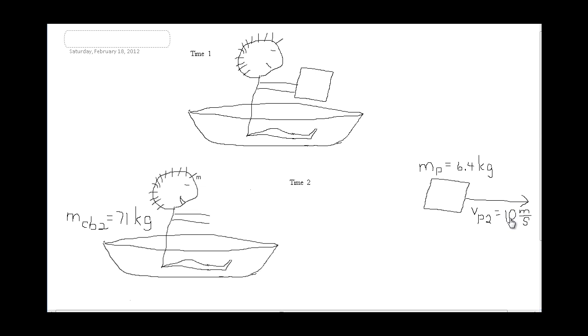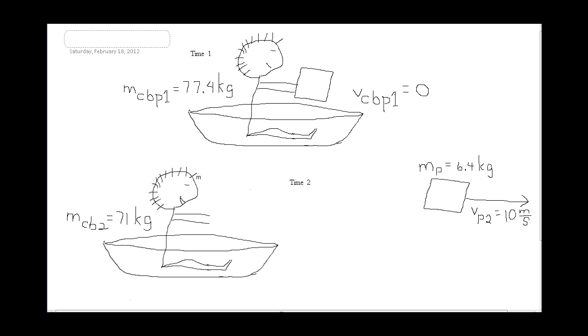Now, at time 1, the child and the boat and the package are all sharing the same motion, so it should be safe to list them as having a joint velocity of 0 and to show them having a joint mass of 77.4 kilograms. So that's what I'm going to do.